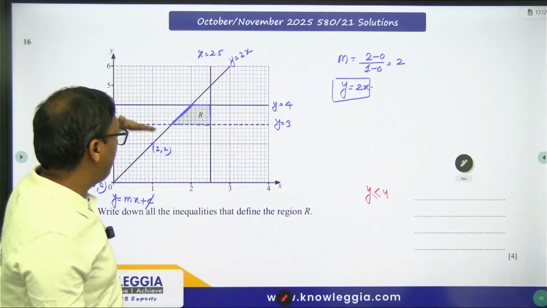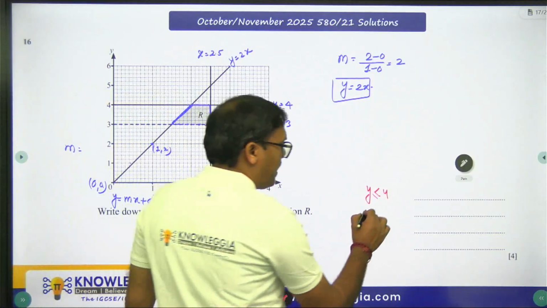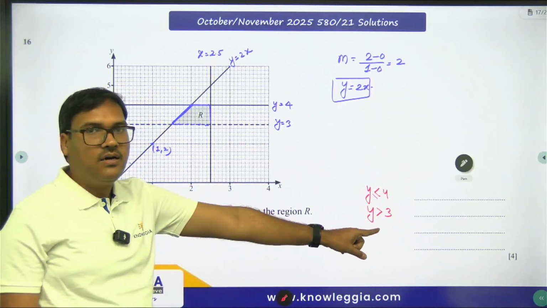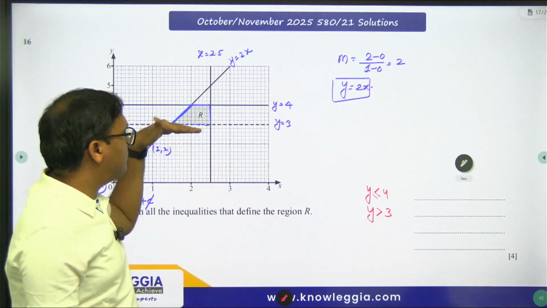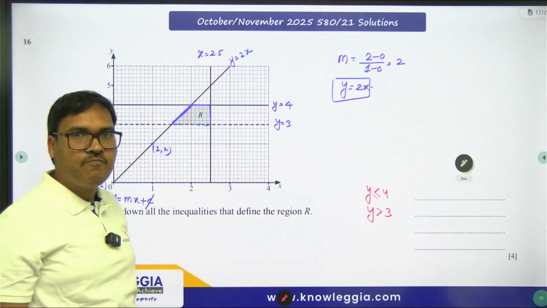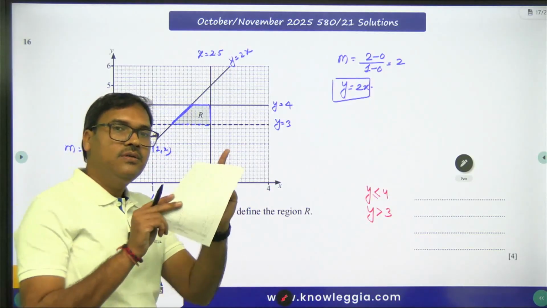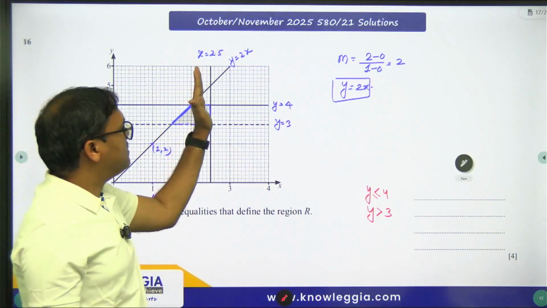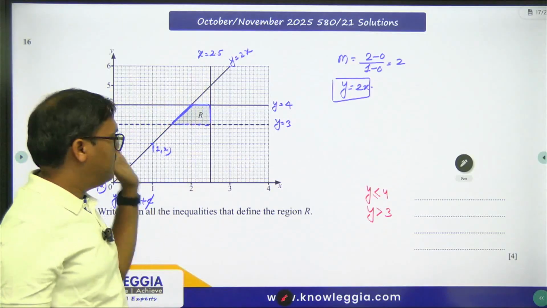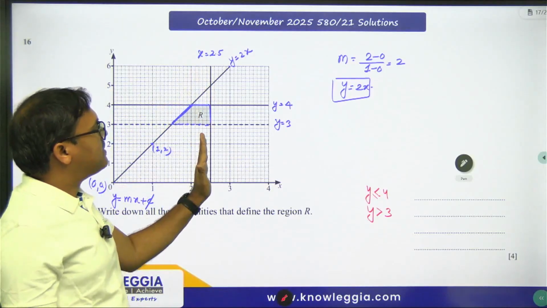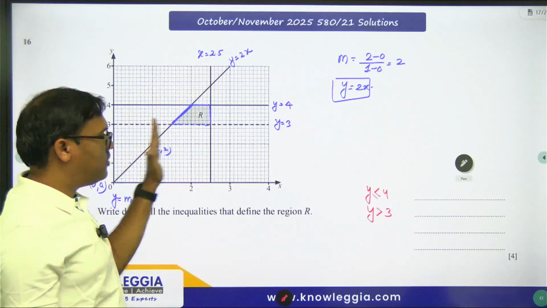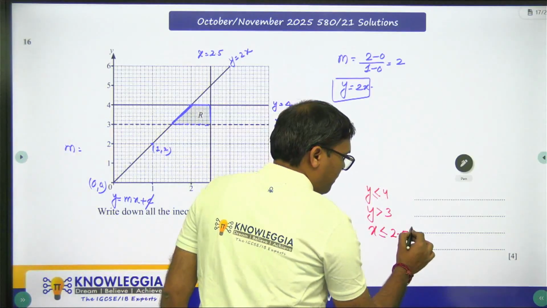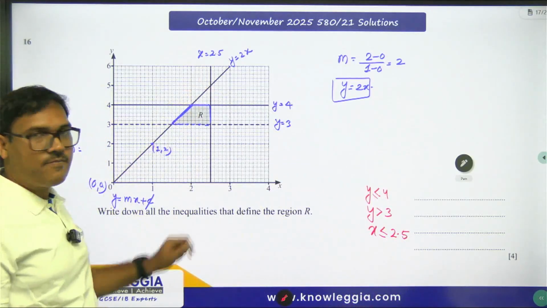Now, what is this? This is above the line y equal to 3. So this is y is greater than 3. Here I have written only the inequality, not the equal to sign, because this is a broken line. That means the points are not on this line. So that is how you differentiate between the equal to sign or not. Correct? Now, this region is on this side, that is on the left side of the line x equal to 2.5. So this is x is less than or equal to 2.5.